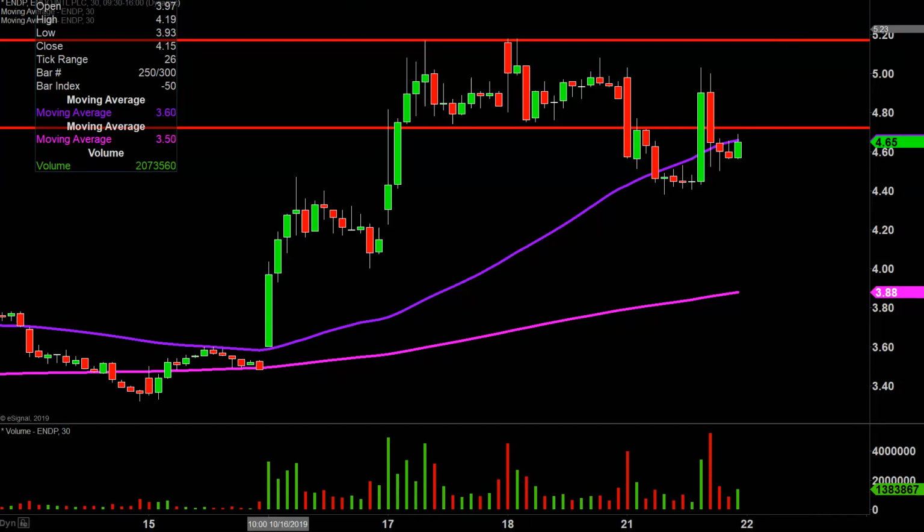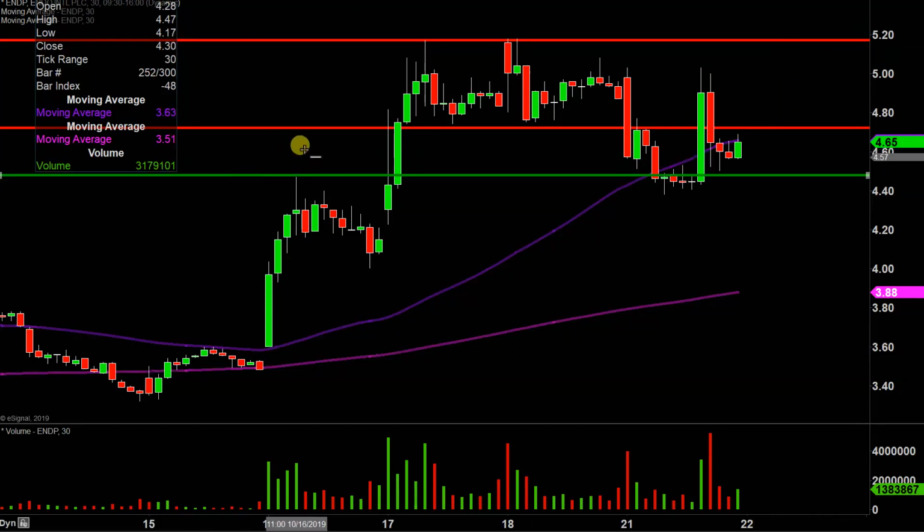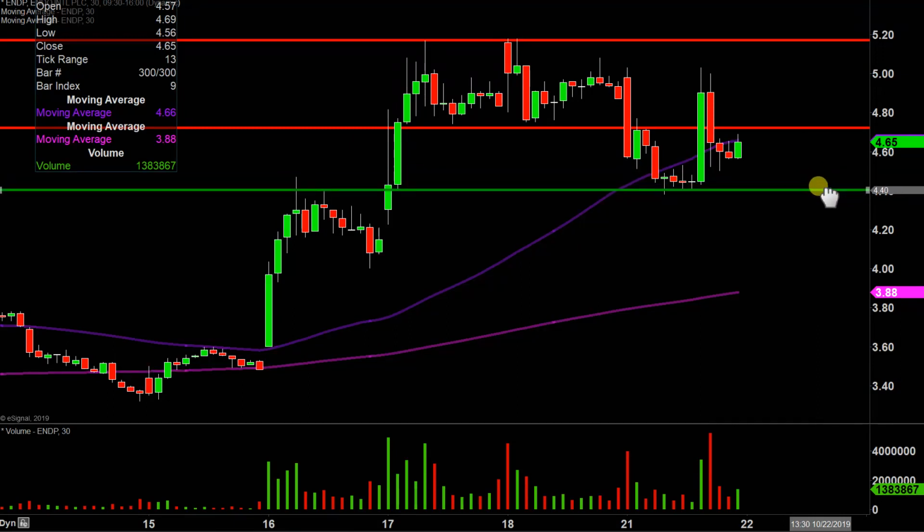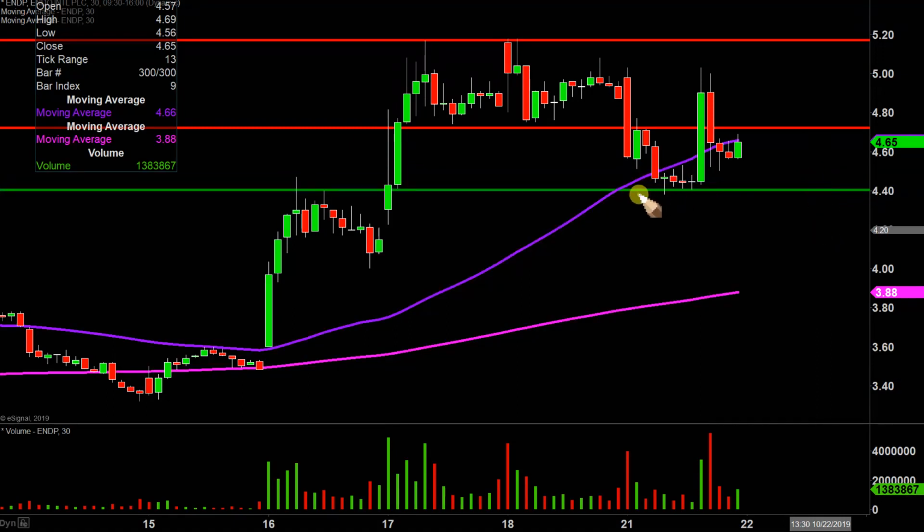level of resistance. As far as levels of support are concerned now, I want to get one of the newest ones mapped out. Nothing fancy or complicated here other than the fact that the bleeding today finally stopped right there at $4.40. So 440 is going to be that near-term level of support to watch going forward. So watch that very closely.